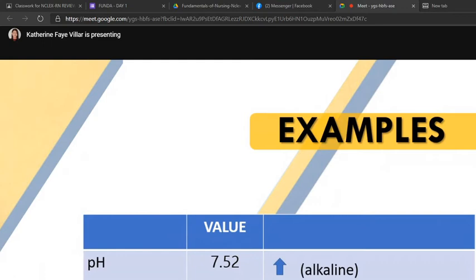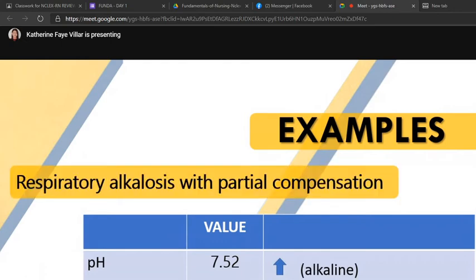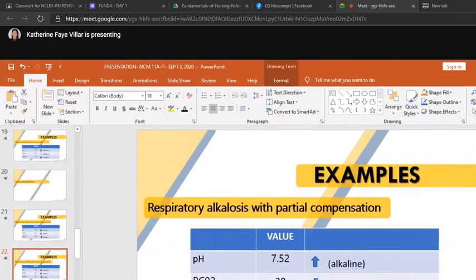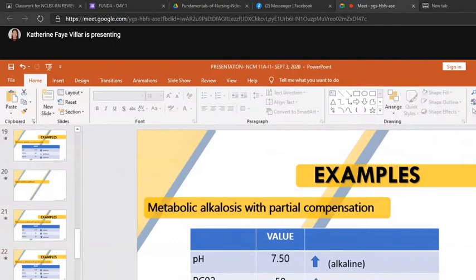Tama ba? Ito yung magkaiba. And HCO3. 22 to 26. Low. Acidic. Okay, acidic. So, ano po ang reading natin dito? Respiratory alkalosis. Okay, respiratory alkalosis. And then, mali po yung arrow ko dito, ha. Dapat down kasi bababa siya. Okay? Next.